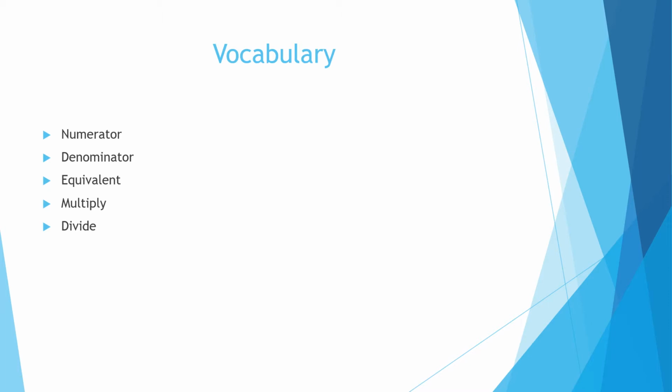We have got the numerator, which is the top part of the fraction, the top number, and that is how many equal parts that we are talking about. So it's usually the ones that are coloured in within that fraction. The denominator is the bottom number, and that's how many equal parts there are altogether. Equivalent means the same as, and we've got multiply and divide, which is going to be useful because we're going to be having to use those to help us work out the equivalent fractions.